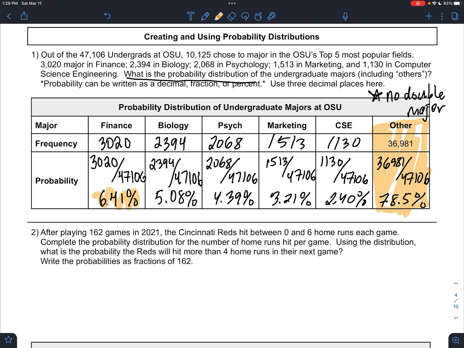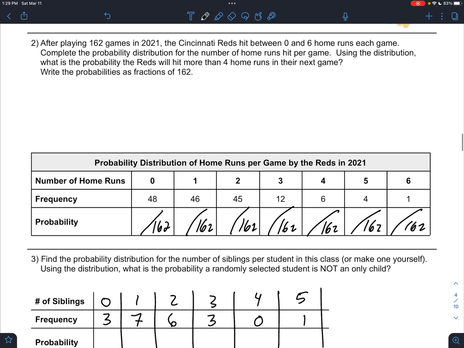And if you were polling next to the business building, I'm sure that number would go up, right? That's what's called conditional probability, which we'll look at later. But yeah, that's a probability distribution. It's got the name of the category, the frequency, and the probability.